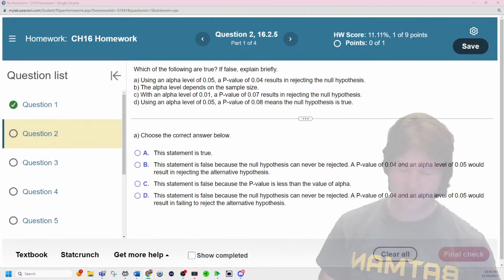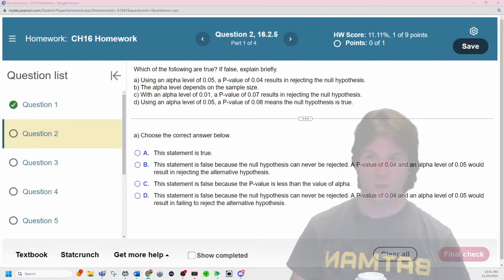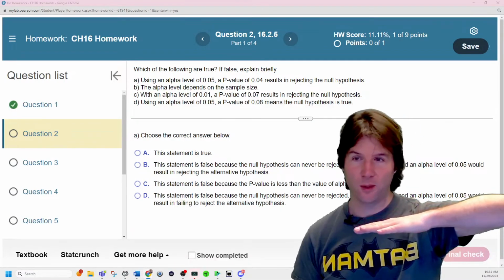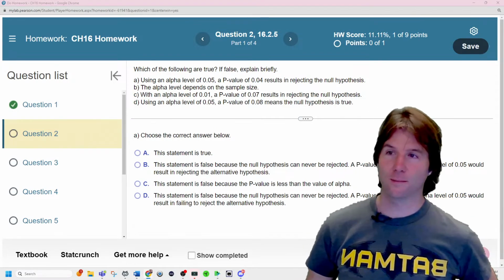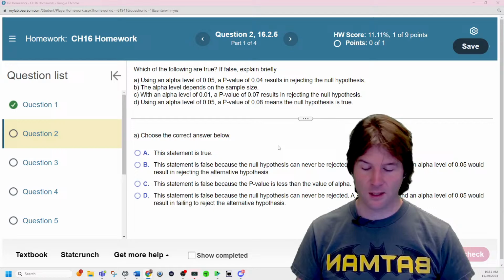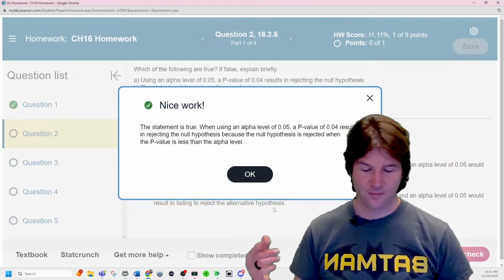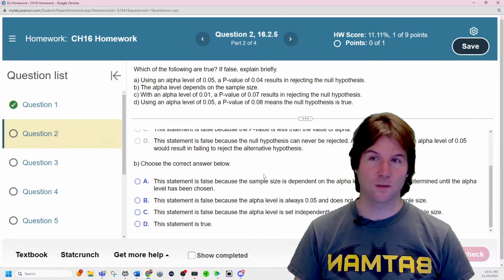These are fun ones. Which of the following are true? Briefly explain. Using an alpha of 0.05, a p-value of 0.04 results in rejecting the null. What do you think? You have an alpha of 0.05, you get a p-value of 0.04, you reject the null. Don't even read their answers. Boom, true. P-value less than alpha, reject null. Done.